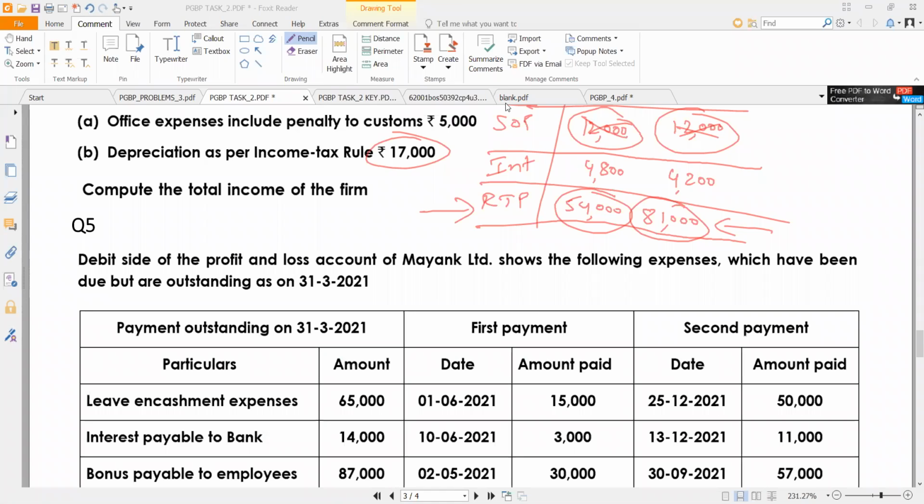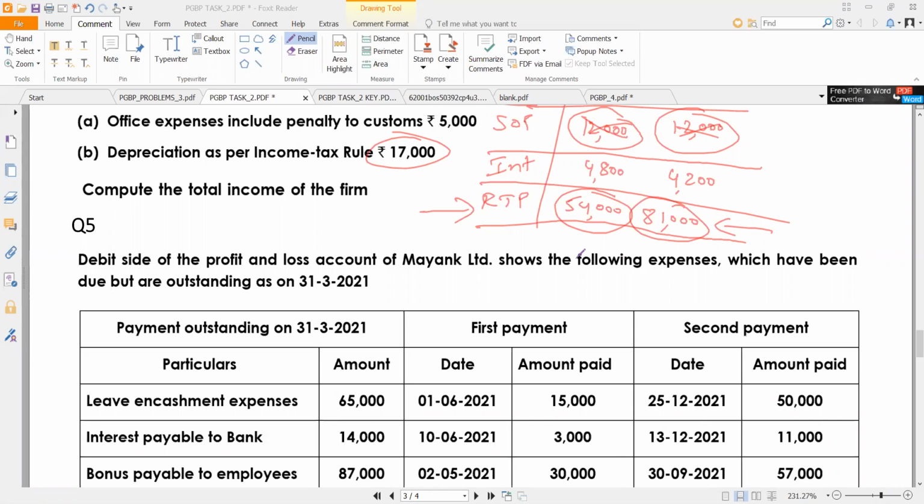Mixed response. Few are telling salaries. More are telling PGBP. So those who are telling that it is taxable under salaries, you are wrong. It is taxable under PGBP. If you remember, we discussed that in the chapter of salaries already. It comes under the exception to the salaries chapter. Any salary, commission, remuneration by whatsoever name called, received by a partner from the partnership firm shall be taxable under the head of PGBP, but not under the head of salaries.